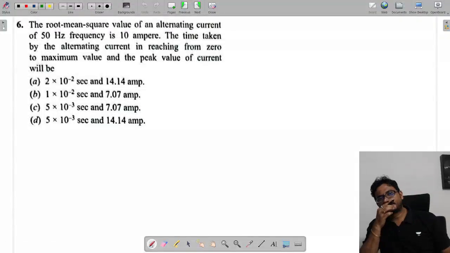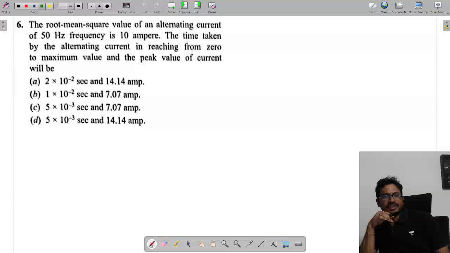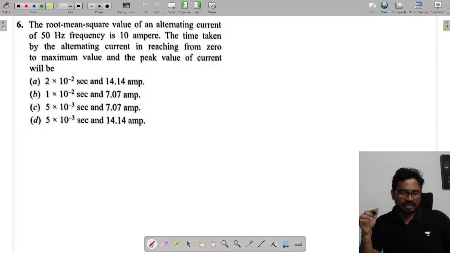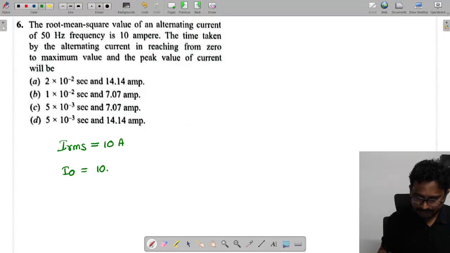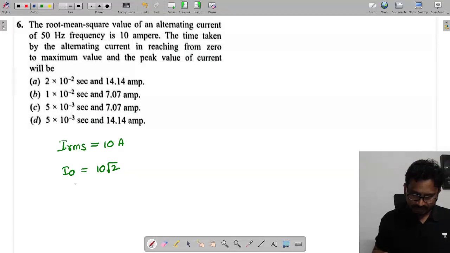Next, the RMS value of an alternating current of 50 Hz frequency stands. That means the RMS value is given. So I RMS is given as 10. From this, can you tell me the peak value? That is 10 root 2. Peak value is 10 root 2. Okay, next, what is given now here?